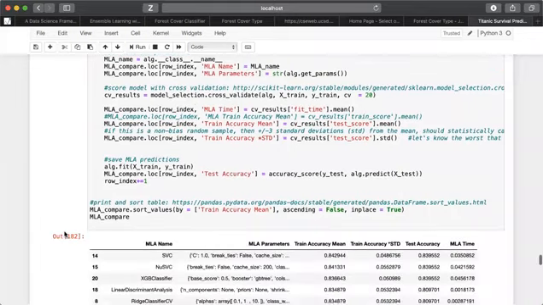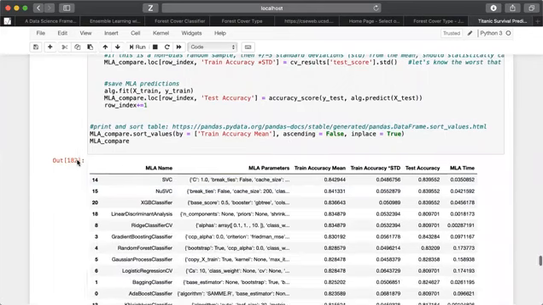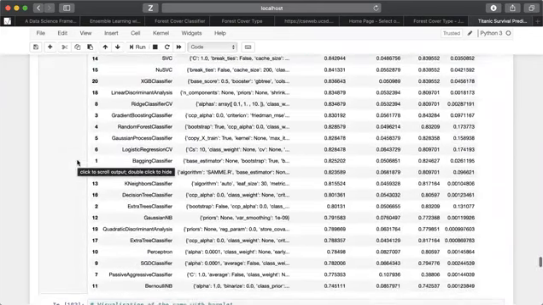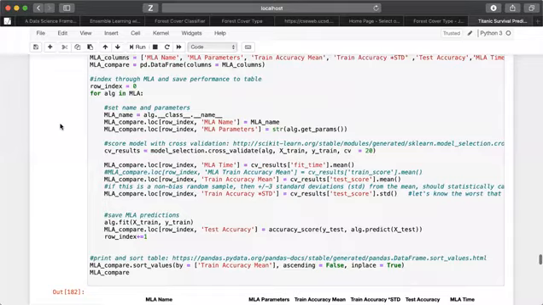I have also included the time that the model took. So after comparison of all these models, I have also included the model parameters. What is the train accuracy mean? What is the train accuracy standard deviation? What is the test accuracy, and what is the MLA time? How much time does it take? So I'll just go to the code.